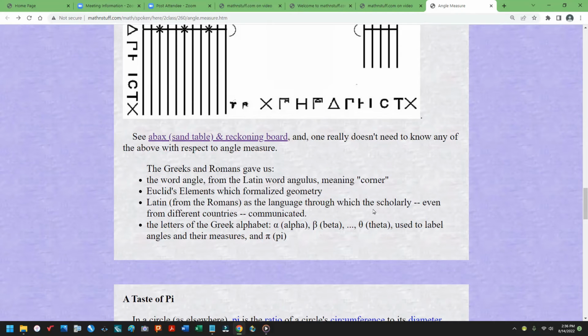And in the Middle Ages, that's what they wrote in. Once the Middle Ages started to get a little lighter, they wrote scholarly things in Latin. They also, and it might seem trivial, but it's not, the Greek letters alpha, beta, gamma, delta, theta were valuable. You'll see a little later why. The alpha, beta, gamma, delta, theta were for angles and their measurement, the measure.